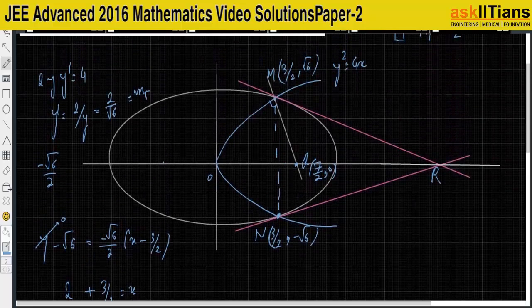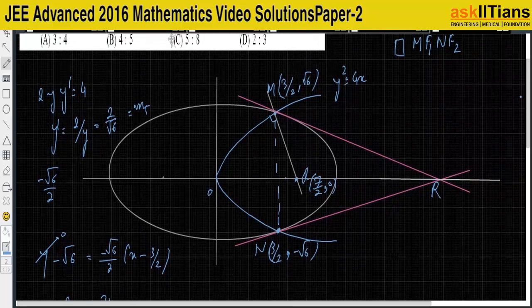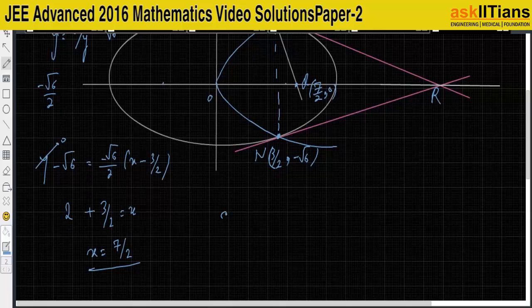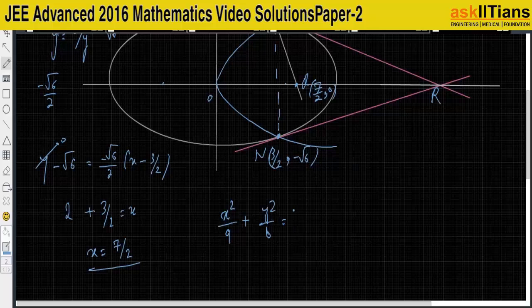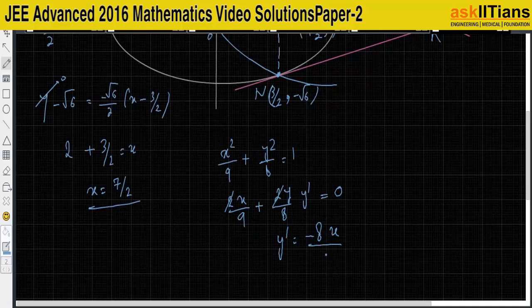Point R we can also find out by writing the equation of the tangent to the ellipse. So let me differentiate the ellipse: x square by 9 plus y square by 8 is 1. So 2x by 9 plus 2y by 8 into y dash is 0. So 2 will get cancelled, and y dash will be minus 8x by 9y.